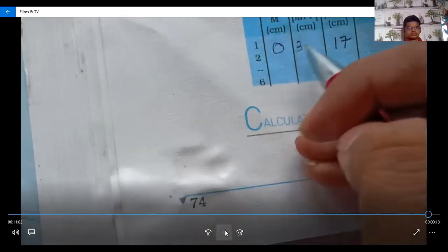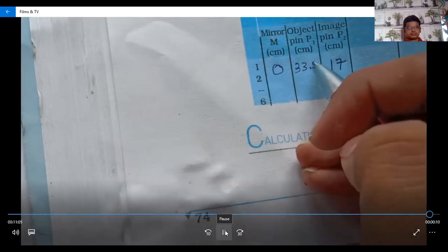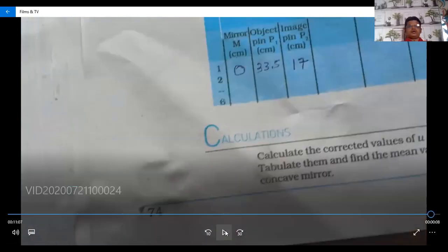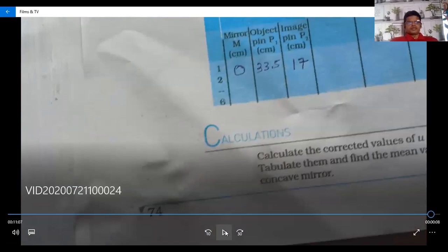So clear, we see 33.5. So what we have written here is a value, 33.5. It is an object. Okay friends, so here we are showing a video.